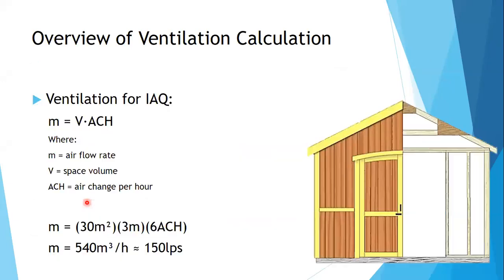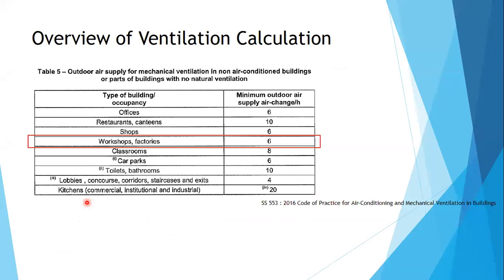All right. Another one is your local codes. For us in Singapore, SS553, there are specified areas in which fresh air is required. Here in table 5, it says outdoor air supply for mechanical ventilation in non-air conditioned buildings or non-air conditioned spaces. So if these areas are non-air conditioned, then these are the ventilation requirements.